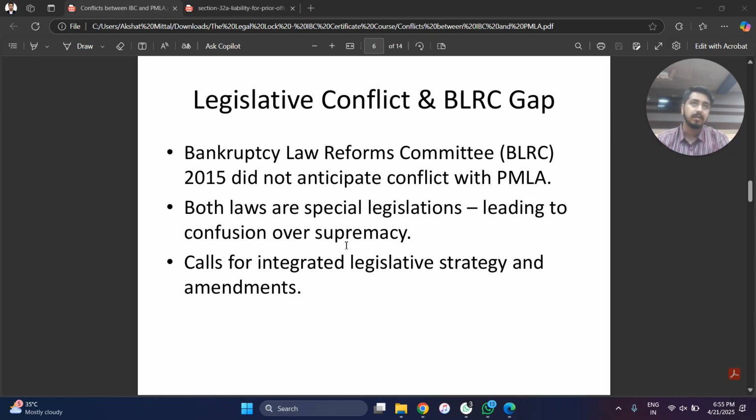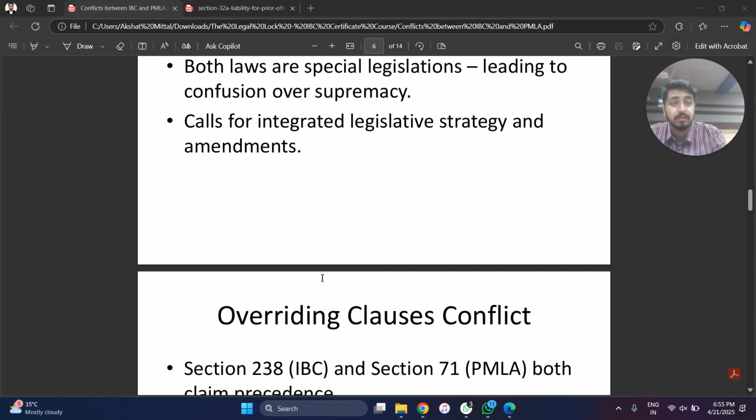So these are the very basic interpretations which have been given over a period of time by the Supreme Court. Here in this case, both the legislations are special legislations. PMLA and IBC both are special legislations. So the NCLT, the NCLATs, and the Supreme Court right now also have very differentiated stances on which law must prevail over the other. Going by a simple logic, the clear answer would be the Insolvency and Bankruptcy Code, because it is a later legislation. But still, there are many issues if the IBC prevails over PMLA.